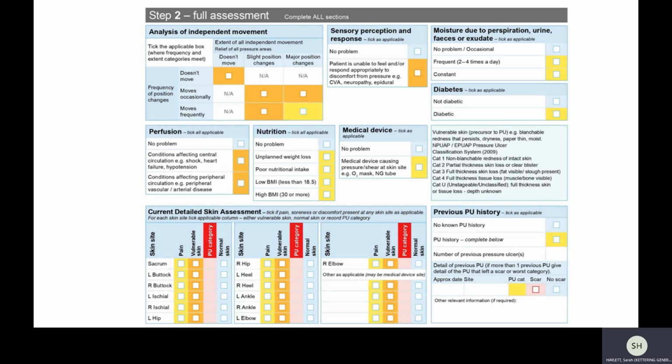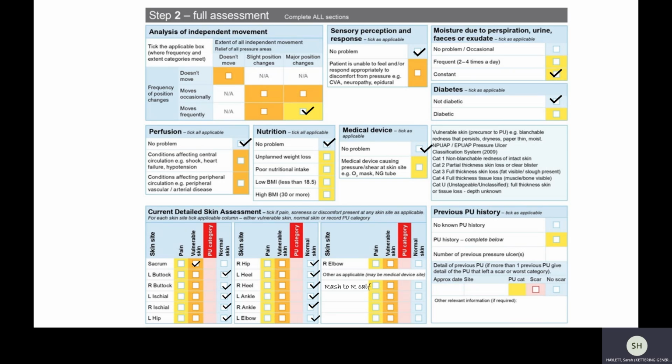Jane does make frequent changes. She's able to mobilise. She has no issues with sensory perception and response. And she does have a constant moisture lesion to her sacrum. There are no perfusion issues and no nutritional issues. And she has no medical devices. Jane is not a diabetic. So we do have some vulnerable skin on the sacrum, so we're going to tick the orange box. And the rest we can just simply tick as normal skin.